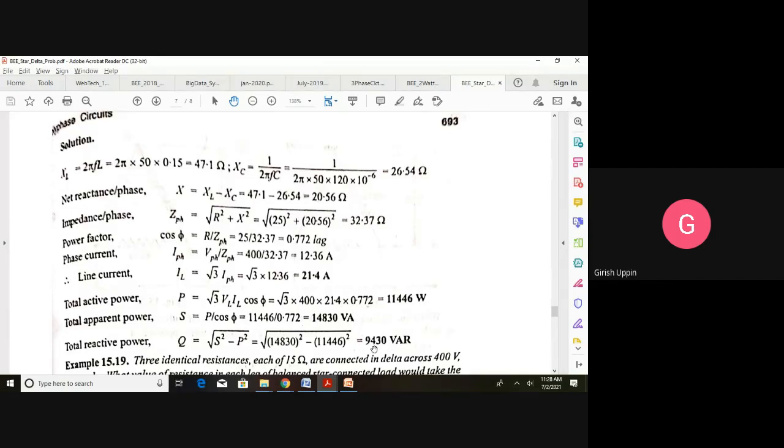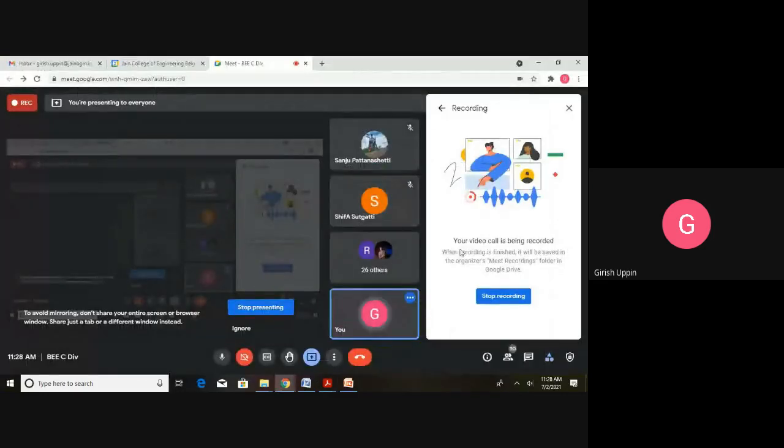On similar lines, you will get the problems in the final exam.